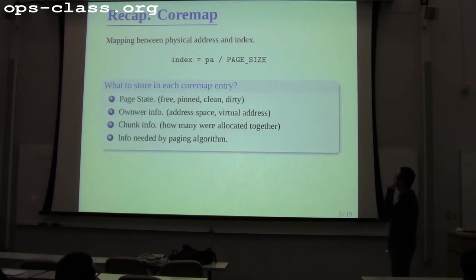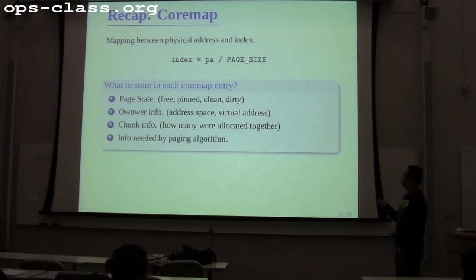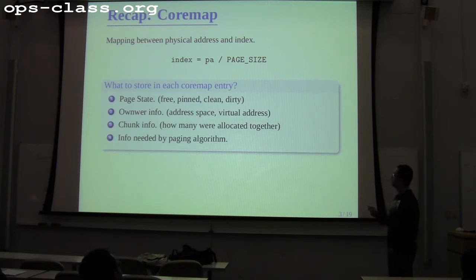Okay. So then what to store in each coremap entry? Because the coremap entry is supposed to represent the physical page, naturally we want to store the physical page status, whether it's free or pinned in memory, or whether it's dirty or clean. I will explain these states in later slides. We also want to record where this physical page is mapped in user space.